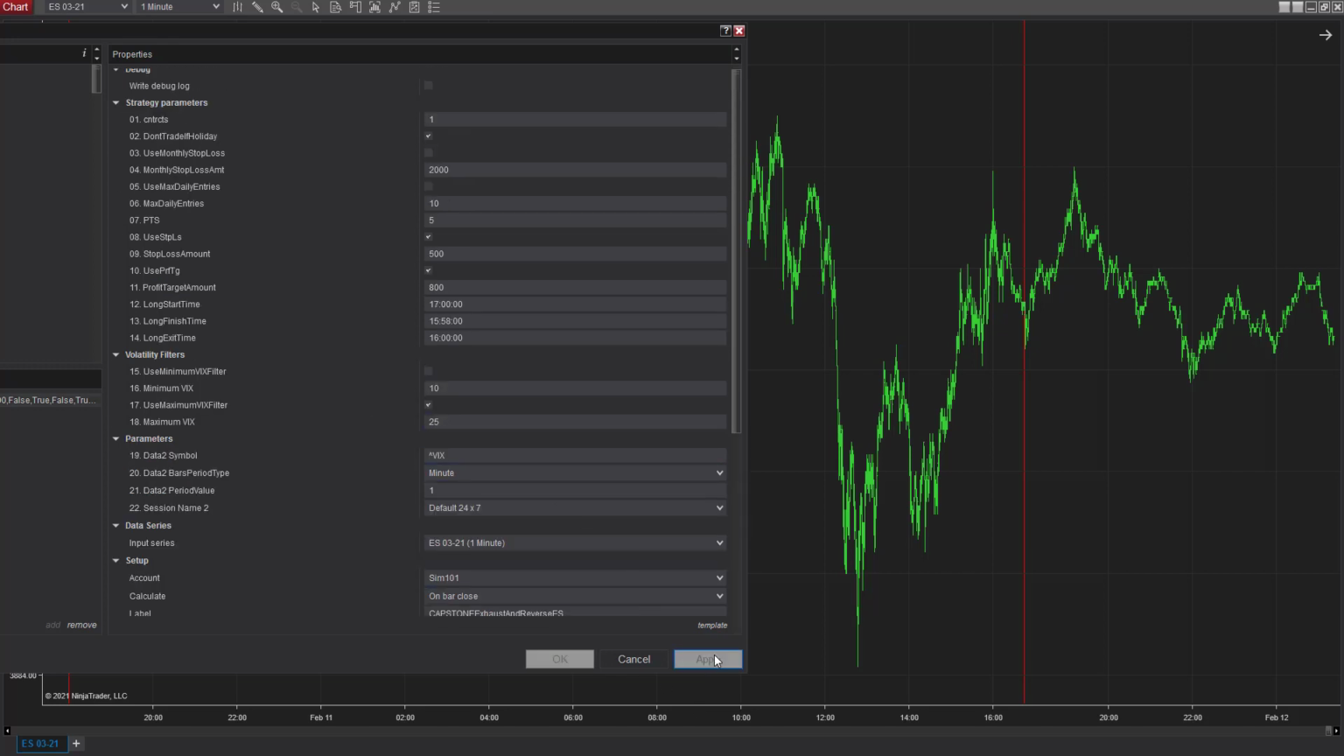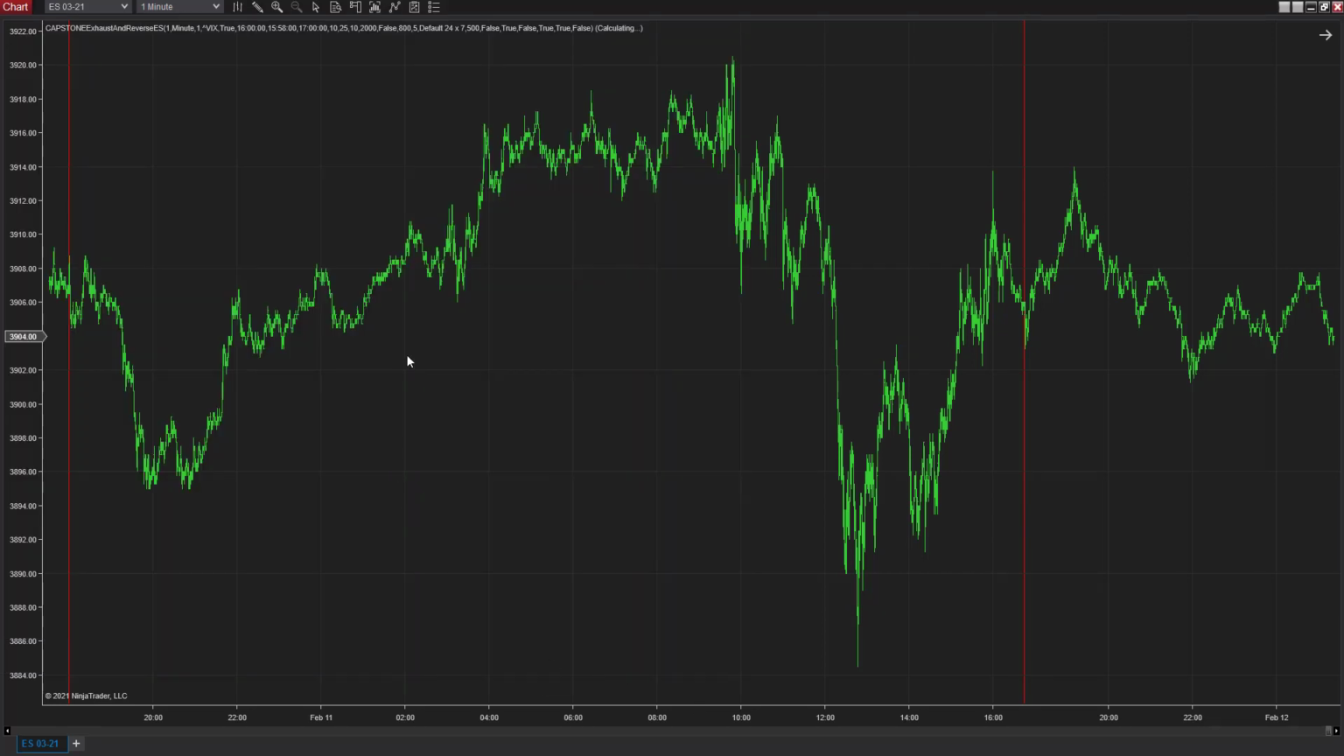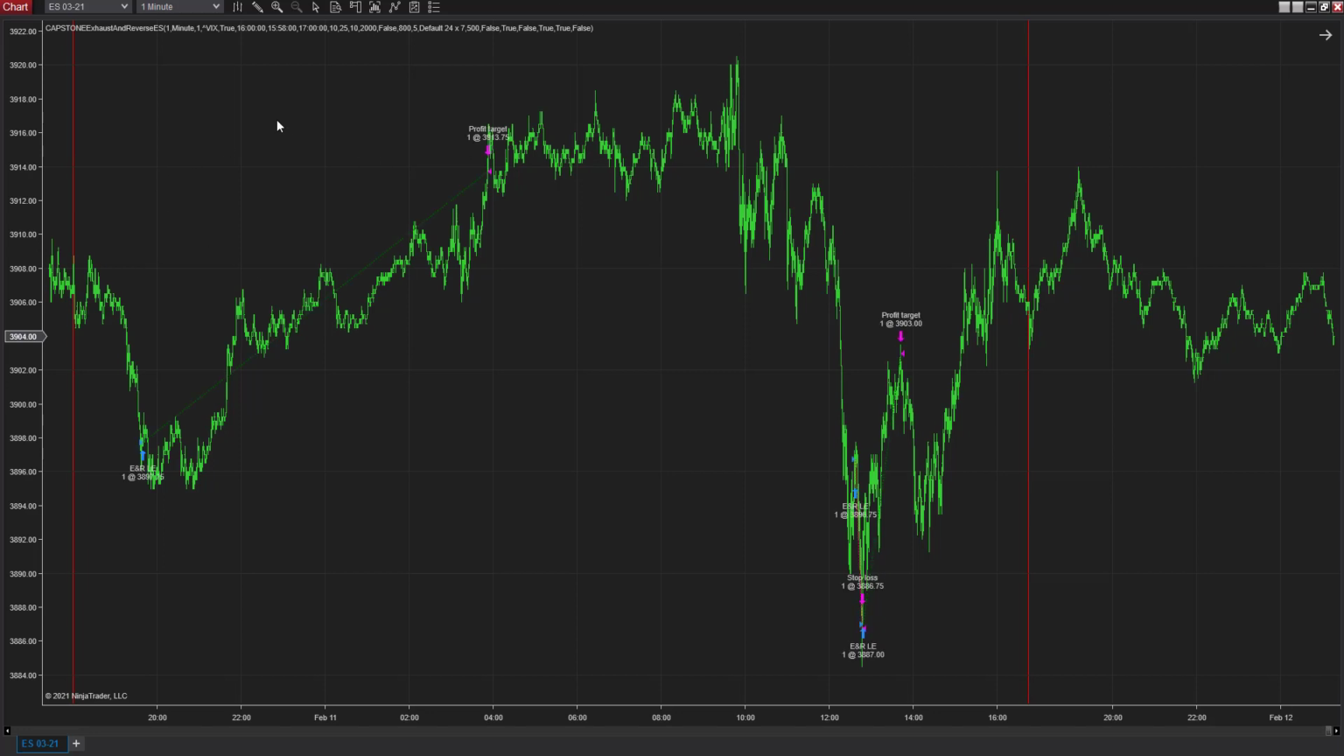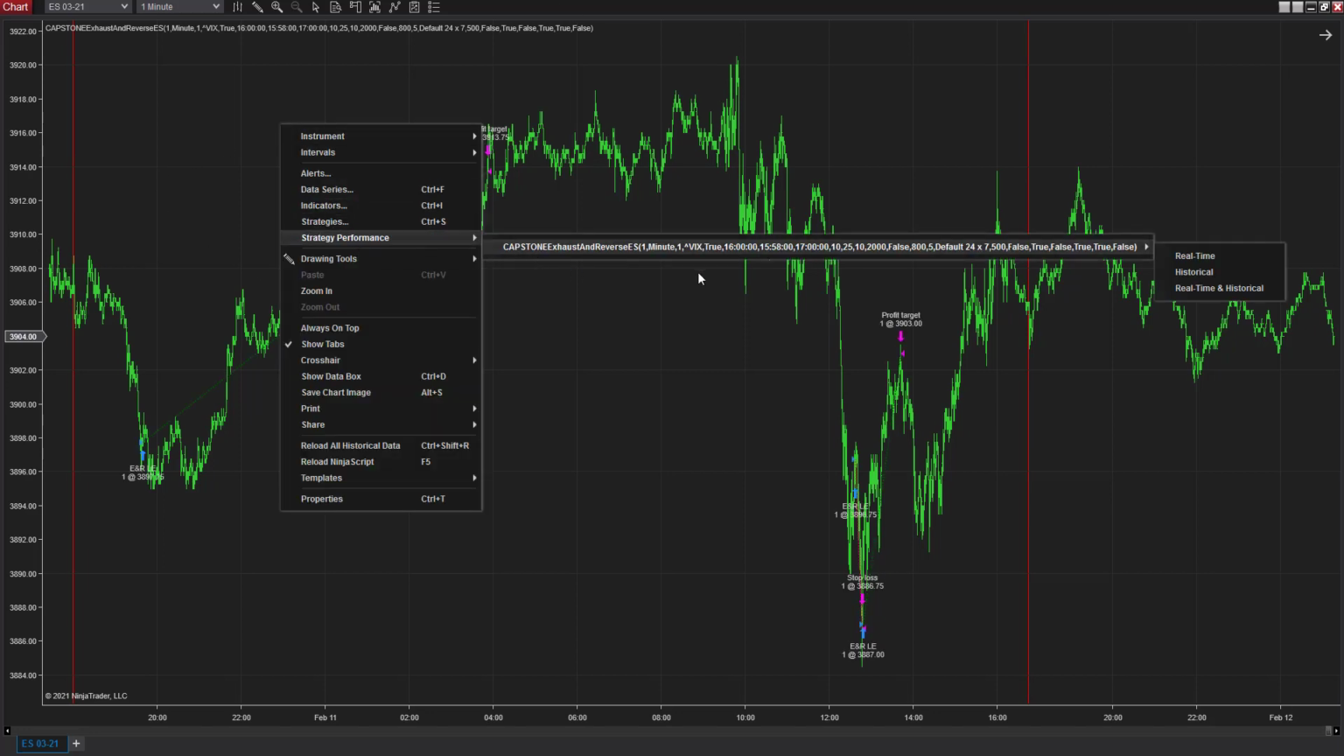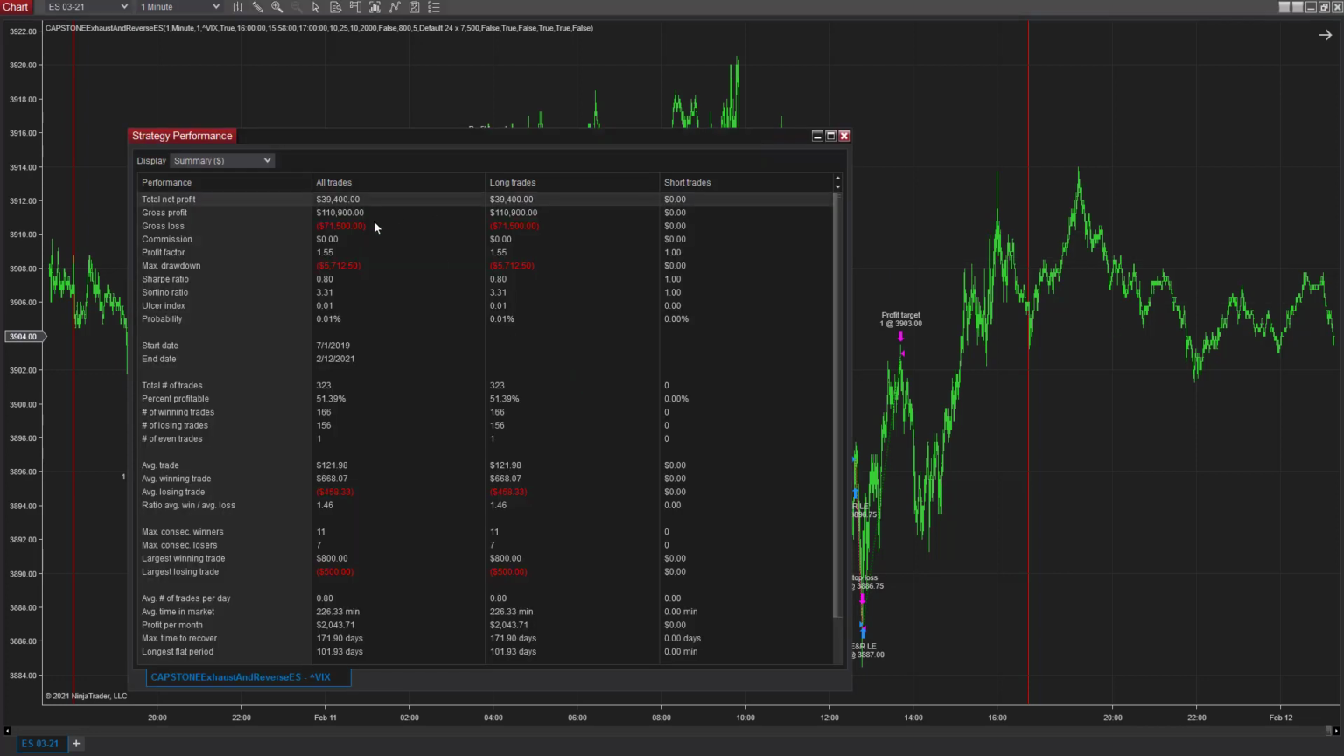Let's apply that, and you can look at the results once again. It's calculating. $39,400, $121.98, and that is Capstone Exhaust in Reverse E-mini S&P for NinjaTrader 8.